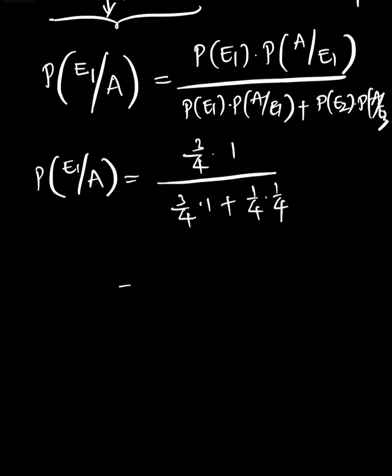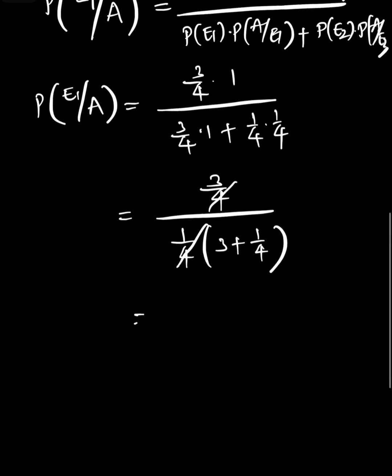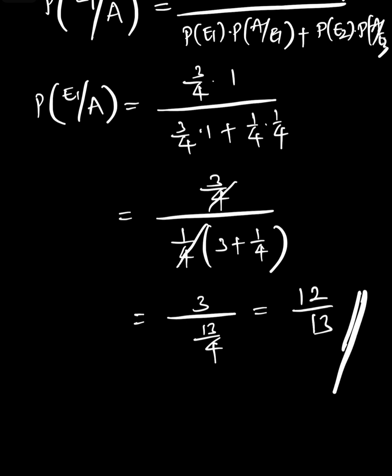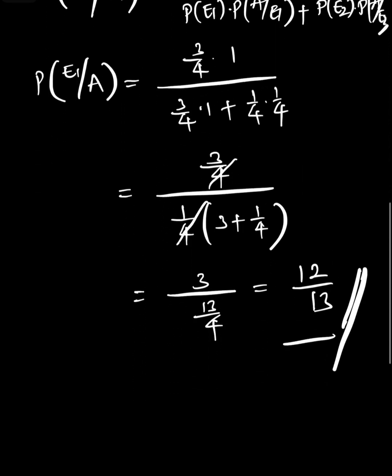Now there is 3 by 4 in the numerator. In the denominator, if I take 1 by 4 common, it is 3 plus 1 by 4, so that 1 by 4 gets cancelled. Now 3 divided by 12 plus 1, that is 13 by 4, so that is 12 by 13. So the probability that the student knows the answer given that he answered correctly is 12 by 13. Thank you.